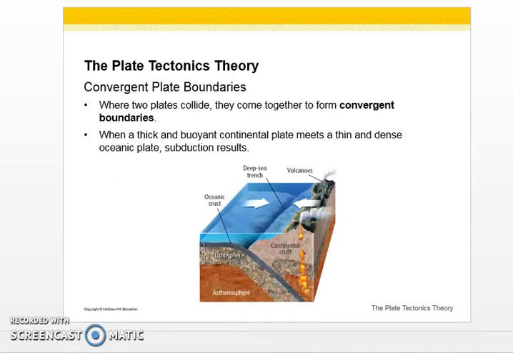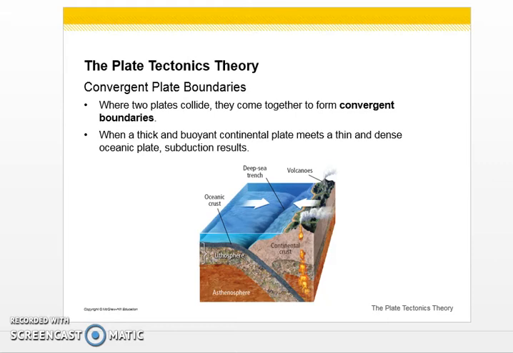Now, there's three different types of plate boundaries. Let's talk about convergent. A convergent plate boundary is where two plates collide, they come together, and they form this convergent boundary. So when a thick, buoyant continental plate meets a thin and dense oceanic plate, subduction results.